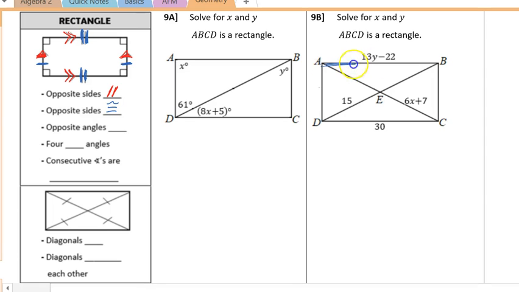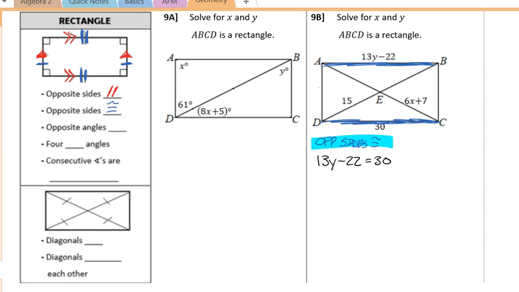and we're going to go ahead and apply that in problem 9B, where we know that side length AB should be congruent to side length DC, which gives us the relation 13y minus 22 equals 30. Solving this two-step equation gives us that y is equal to 4.